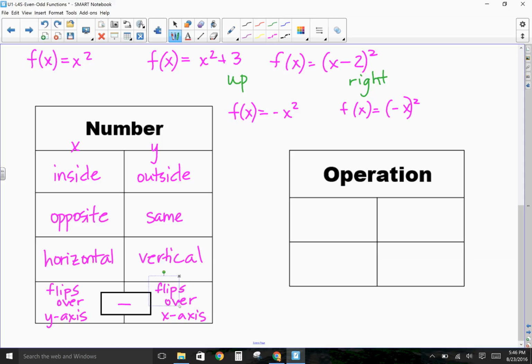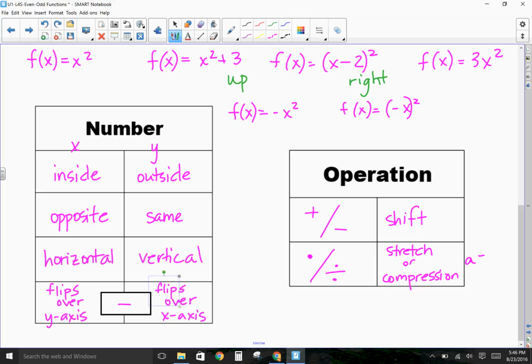So those are the effects of the numbers. The other one we talked about was f of x equals 3x squared. I'm pointing this out because with these two numbers, this is adding, this is subtracting, but this is multiplication. So the operation has an effect. If it is plus or minus, then we have what is known as a shift. If it is multiplication or division, then we have a stretch or a compression. And that was all determined by that a value.